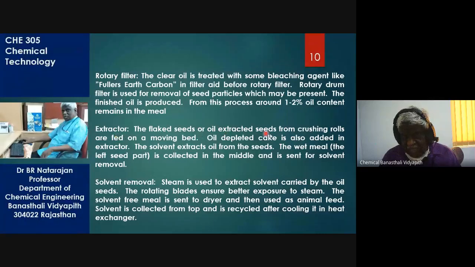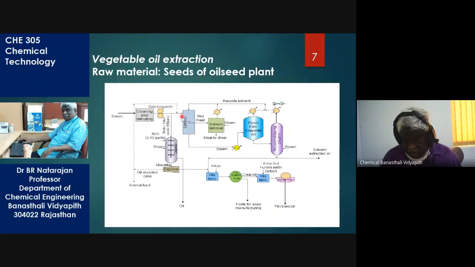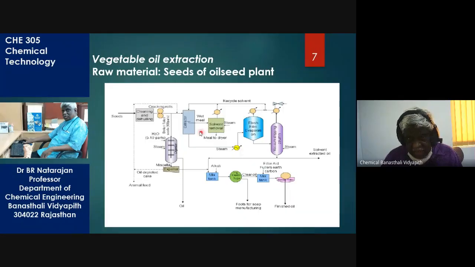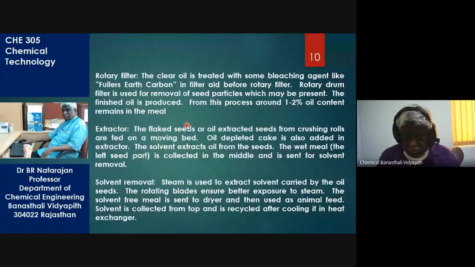Extractor. The flaked seeds or oil extracted seeds from the crushing roll are fed to a moving bed, and the oil depleted cake is also added in the extractor. This part of it. The solvent extracts oil from the seed, and so this is the solvent extraction. And the solvent typically used is hexane. The wet meal, the left seed part, is collected in the middle and is sent to the solvent removal.